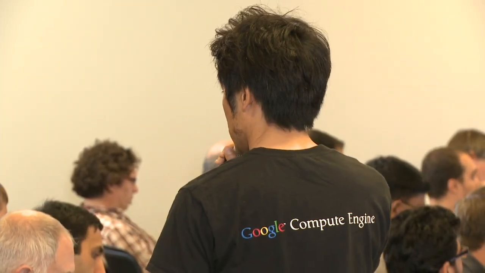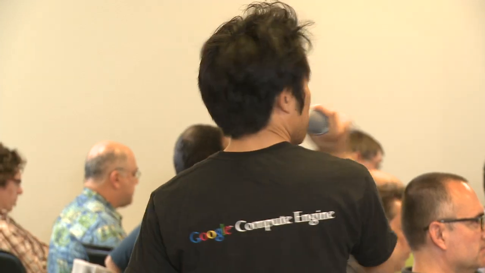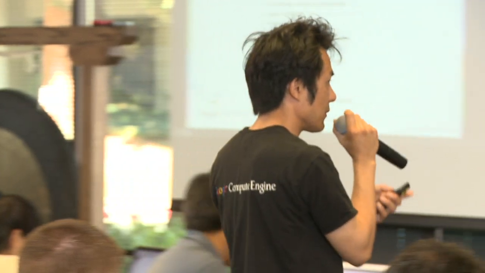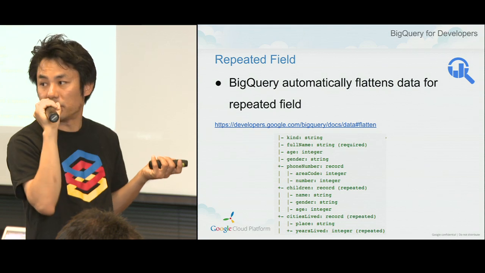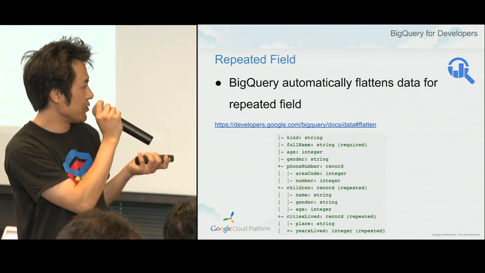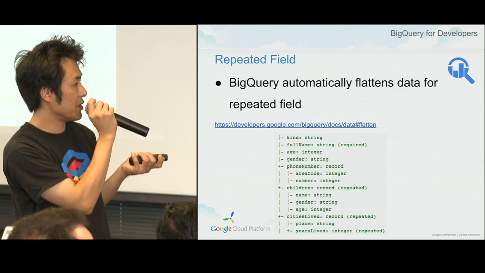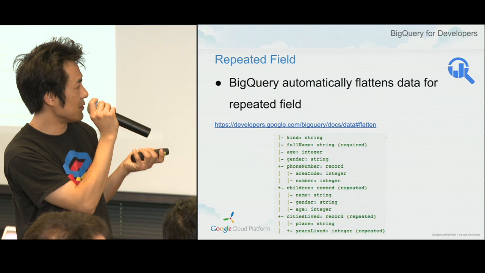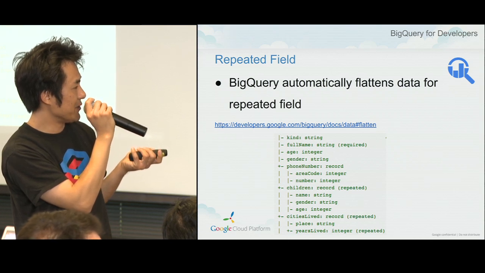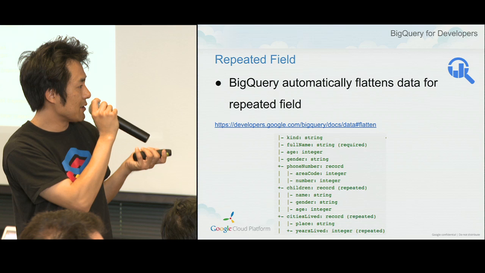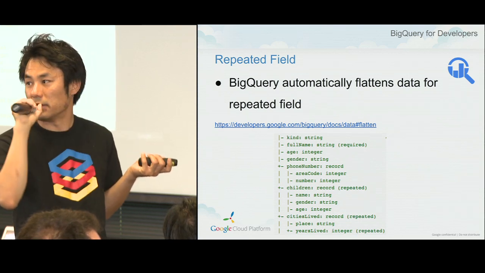No, no. This has an assumption that you include only one repeated field in your query. So in this example, we have multiple children, which is a repeated field, but we also have multiple cities ever lived. But if you query for your full name and child's name, where the parent's name is Mary and the child's name is also Mary, in that case, the other repeated field doesn't matter.